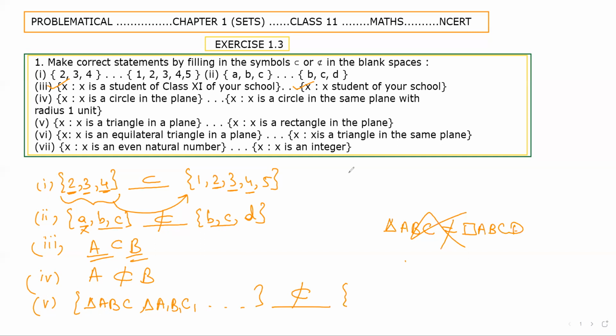Next, sixth, X is an equilateral triangle in a plane, and on the right hand side, X is a triangle in the same plane. We know that all equilateral triangles are triangles. So all the elements which are present on the left hand side are present on the right hand side. Hence, A is a subset of B. Seventh, X is an even natural number and X is an integer. Now, all natural numbers are integers. So all even natural numbers will also be integers. Hence, A is a subset of B.